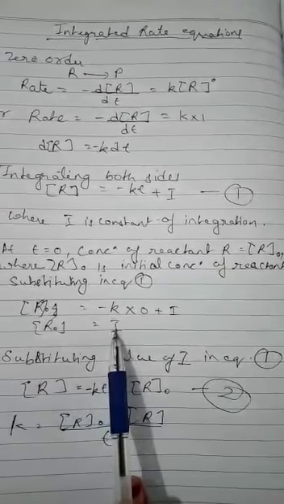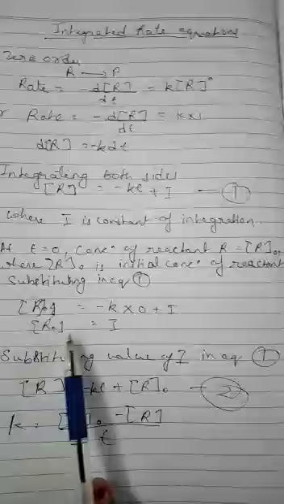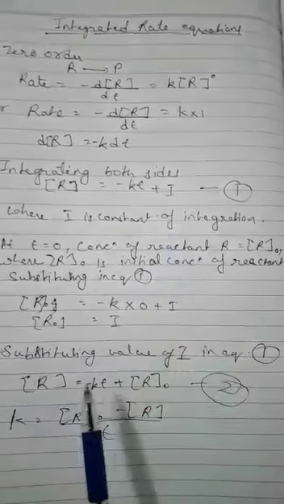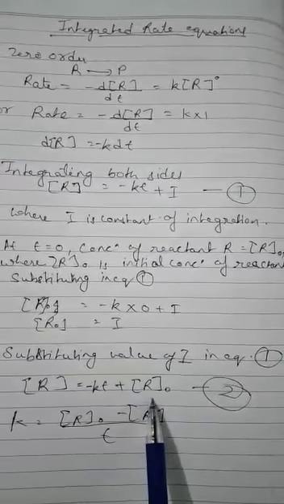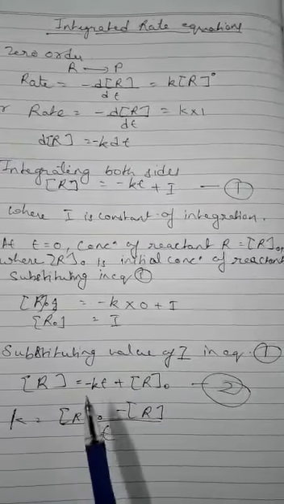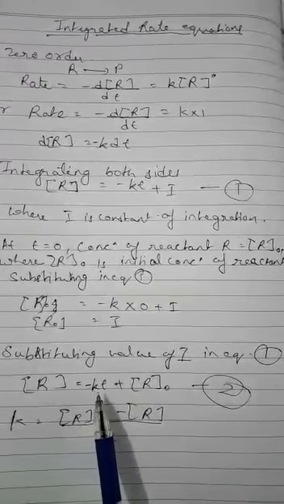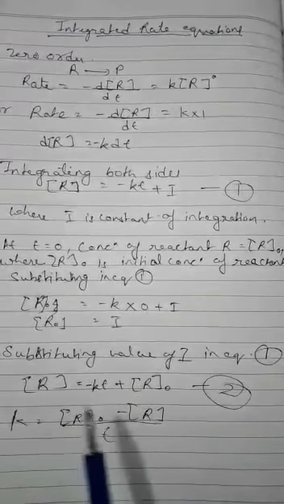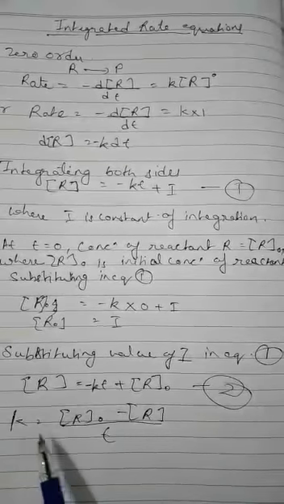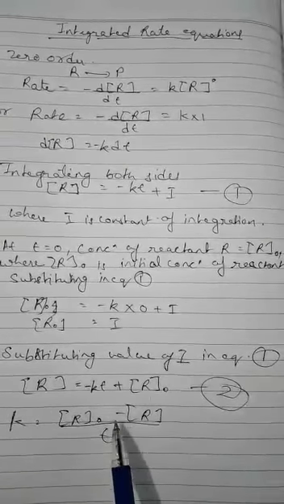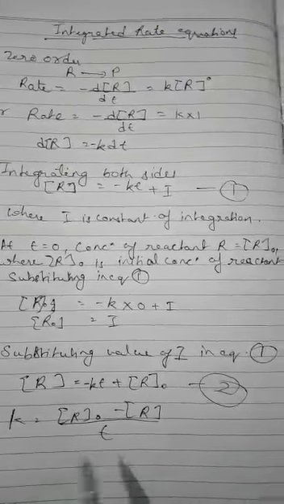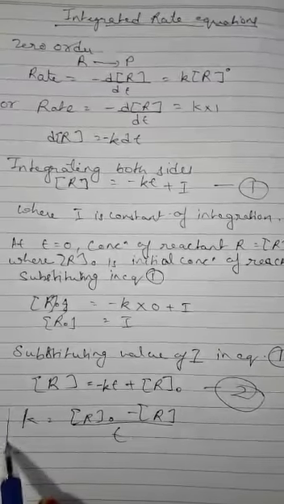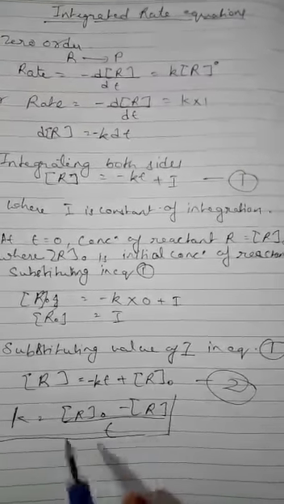in equation 1. When we substitute the value of I, that is R naught, in equation 1, we will get R is equal to minus kt plus R naught, right? So after simplifying this equation, we will be left with k. So k is equal to R naught minus R, that is initial concentration minus the final concentration, upon the time taken. Okay, so this is the desired equation for the zero order reaction.